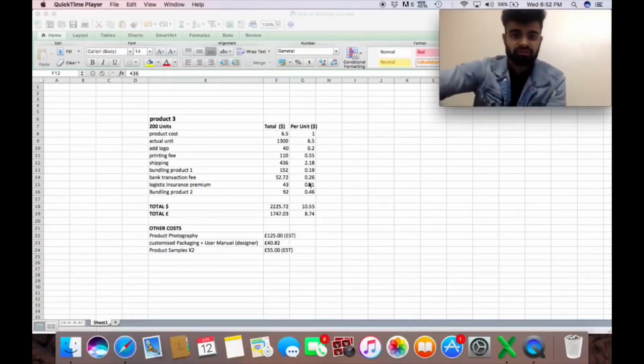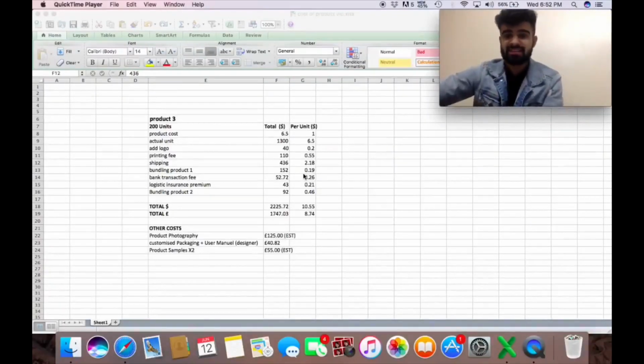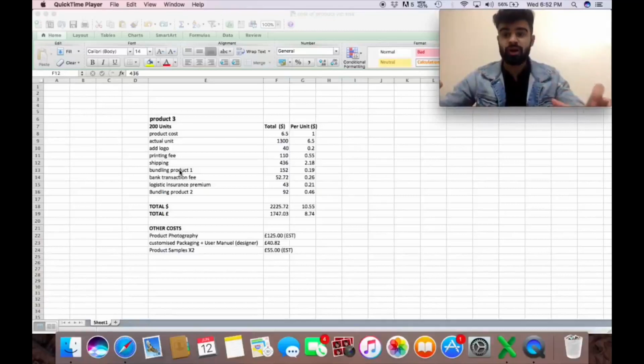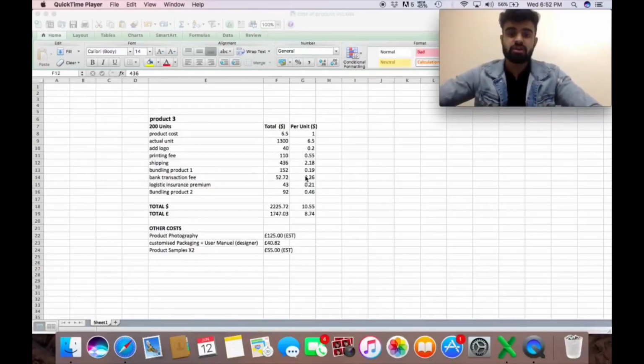Shipping fee was $436, which works out to be $2.18, which is pretty normal considering the size of packaging and the weight of it, and also shipping 200 units out. And I've also included two bundling products. The first one goes really well with and is quite needed for the main product. The first bundling product basically costs $152, so 19 cents per unit. So it is really cheap.